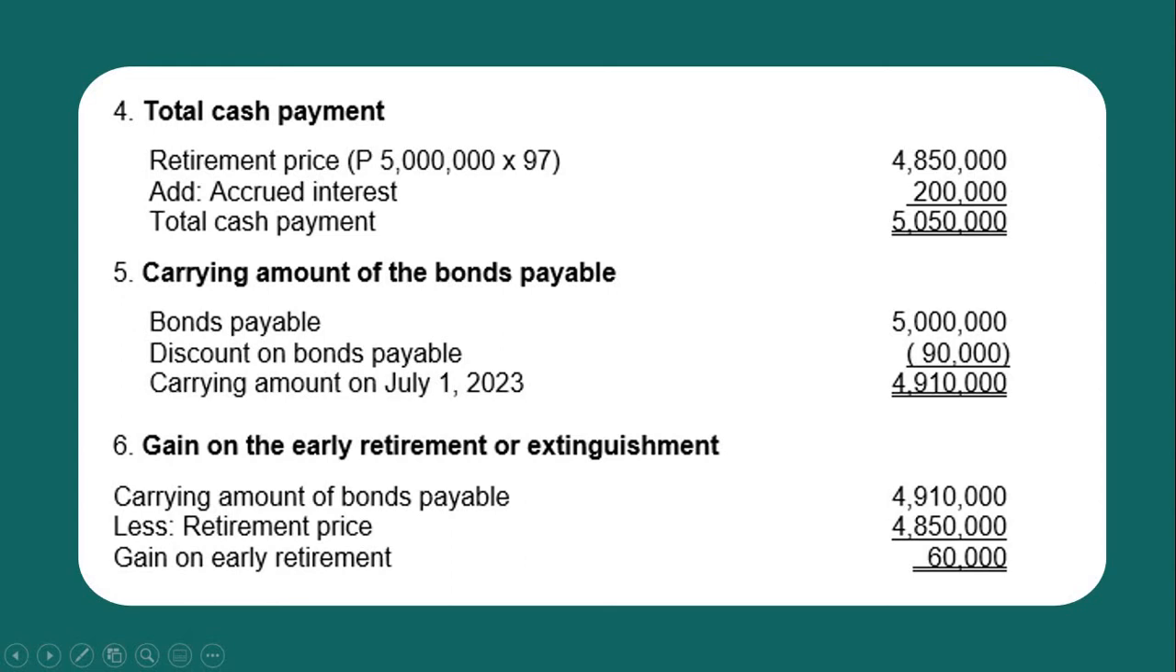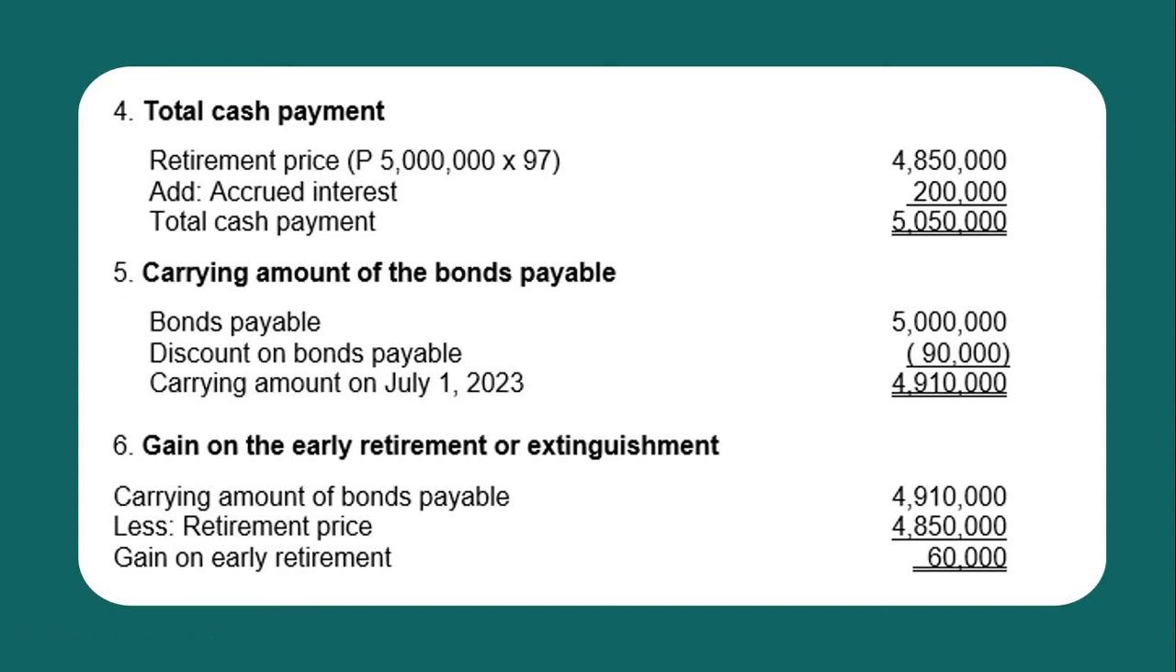Next is carrying amount of the bonds. So the carrying amount of the bonds is computed as face amount of the bonds 5 million less the balance of the discount on bonds payable 90,000. So therefore the carrying amount on the retirement date is 4,910,000.